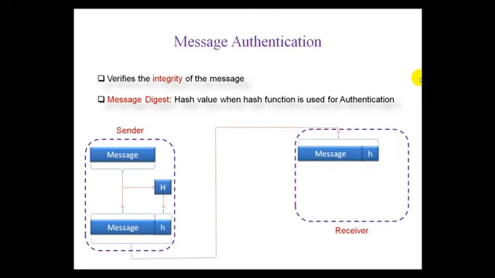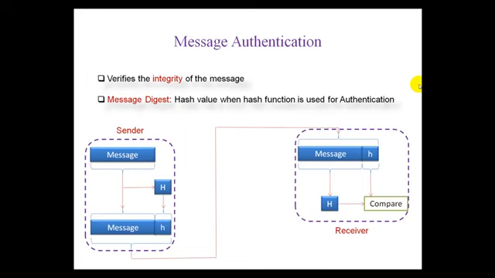Now at the receiver side, the receiver takes the message and again generates a hash value of it, and compares it with the hash value generated by the sender. If the hash value sent by the sender and the hash value generated by the receiver are the same, then it ensures the message is authenticated, meaning the received message is the same as it was sent.